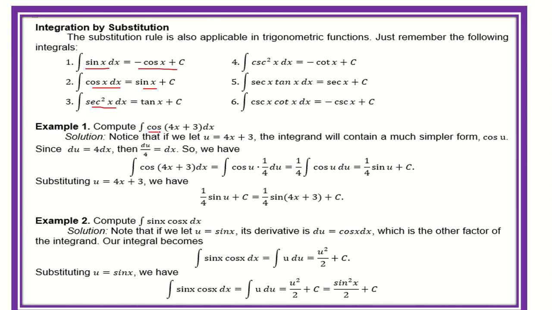So, kung meron tayong cosine of 4x plus 3 dx, ito yung u natin. Okay. And then du is 4 dx. And then du over 4 is equals to dx. So, we have this one, that is cos u. Ang dx naton ay du over 4 or 1/4 du. Okay. And then, ilalabas ang 1/4 and we have cos u du. Ang integral ng cosine u is sine u, so that is sine u plus c. Ang u natin ay 4x plus 3 by substitution. You've got this one.